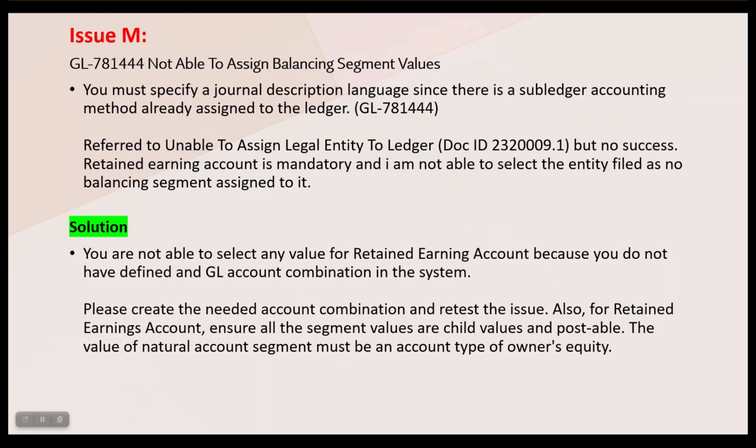Also, for retained earnings account, you have to ensure all segment values are child values and do not allow posting. The values for natural account segment must be an account type of owner's equity. This applies when you assign the balancing segment value for retained earnings. You have to ensure all of this.